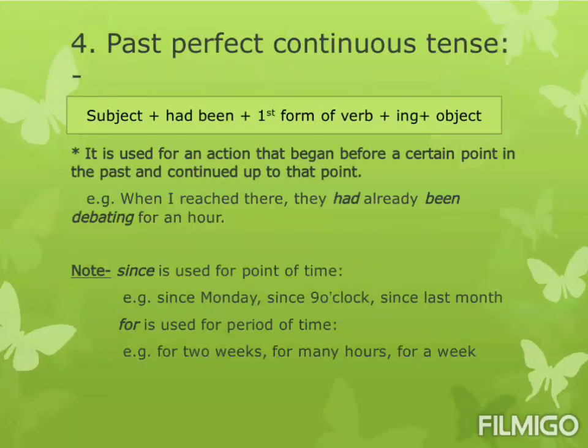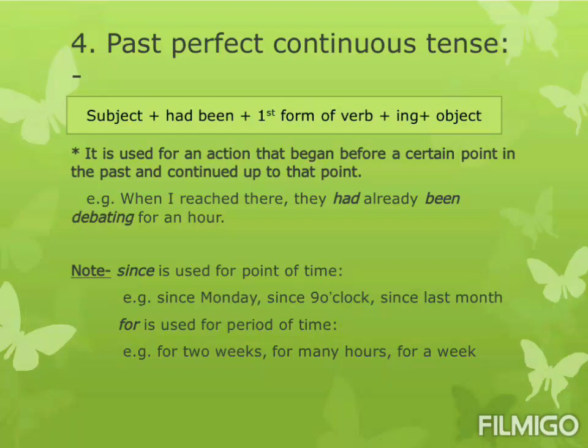Now the past perfect continuous tense. This tense is used for an action that began before a certain point in the past and continued up to that point. When I reached there, they had already been debating for an hour. Here you can see that the debate had started one hour ago. It continued for one hour, till the point I reached there. So the action started in the past and continued for some time before the point mentioned.